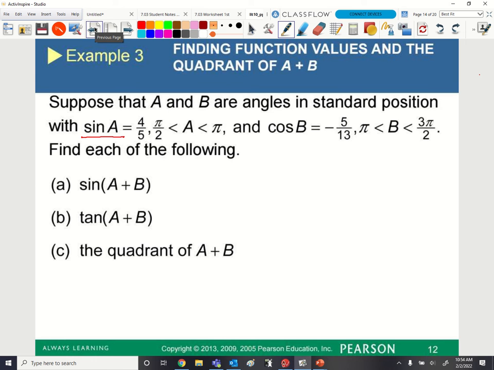right here, and it says a is between pi over 2 and pi. So if you're looking at your unit circle, what quadrant is between pi over 2 and pi? Where's pi over 2? Put your finger on pi over 2. Now trace from pi over 2 over to pi. That's going to be quadrant 2. That's the best way to try and do this. You put your finger on the first value, and then you trace over to the next. So that says that A is in quadrant 2.